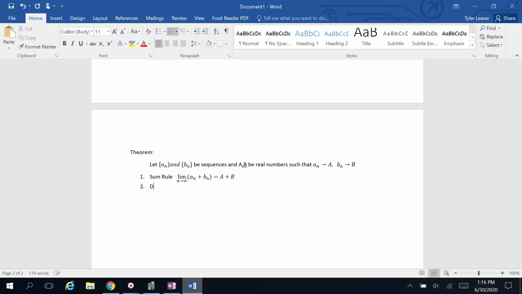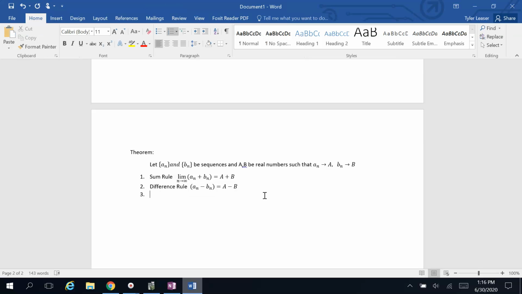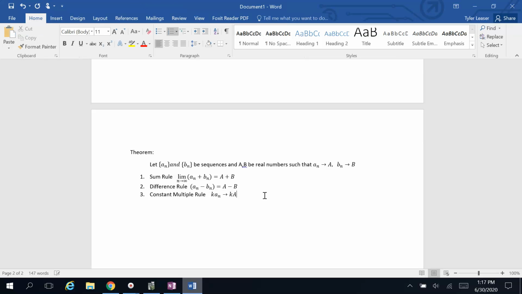All right, and the rest of these are similar. So we have the difference rule. I'm going to shorthand it a little bit and just rewrite this as a sub n minus b sub n. This in total, if you do this again index by index, is going to converge to the two limits subtracted from each other. The constant multiple rule says that if you multiply a constant onto either of the sequence values, it converges to just that constant times the limit. So you can take constants in and out of your sequences.